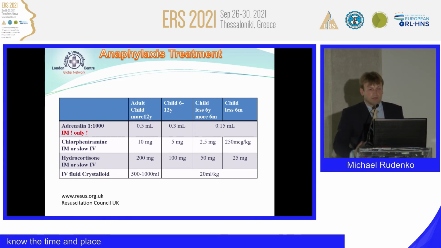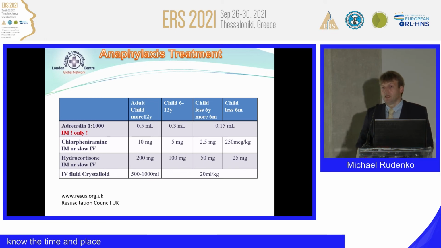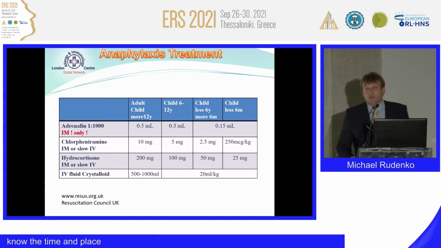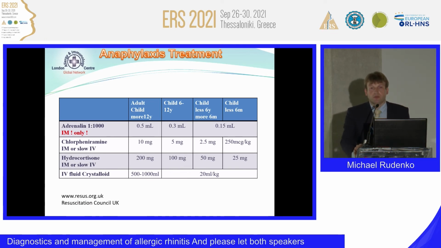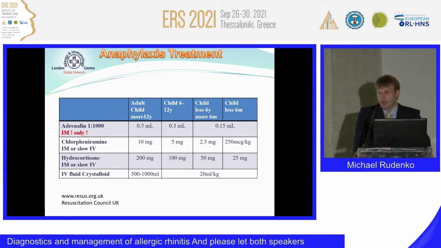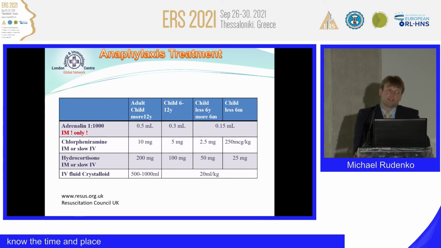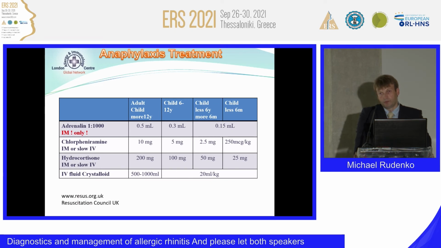So this is the spectrum of things that you would do. When you select people for immunotherapy, they need to be an active participant in this discussion. They need to understand what they're signing for and what is going to happen over the course of the treatment.